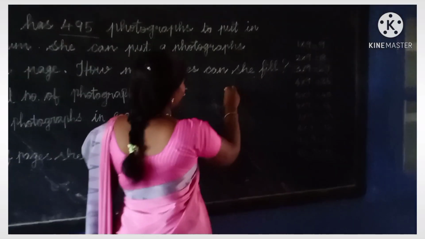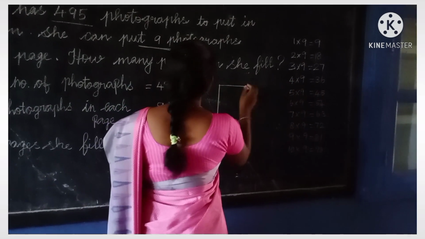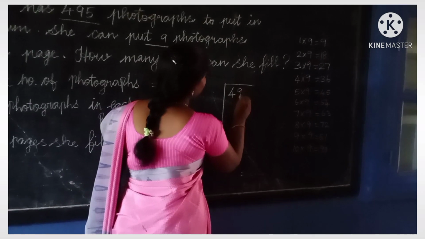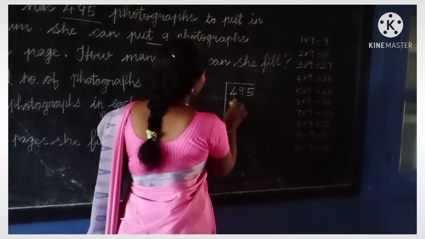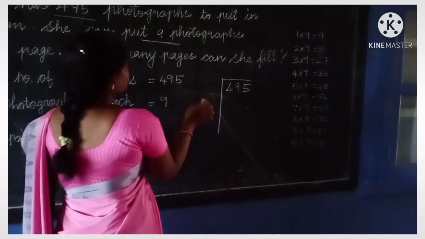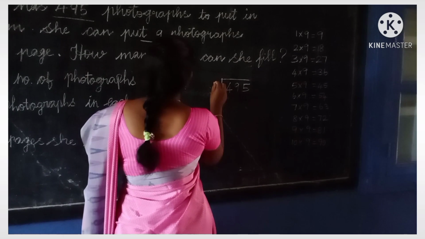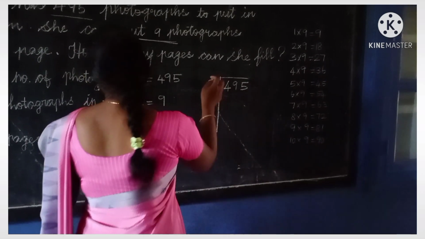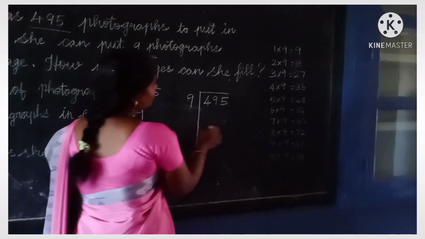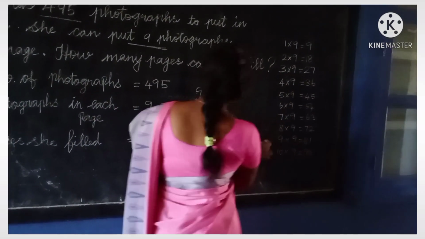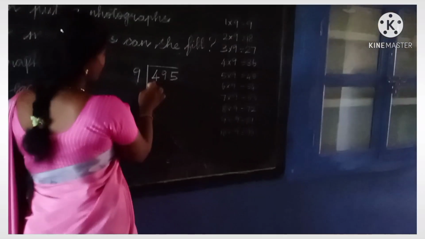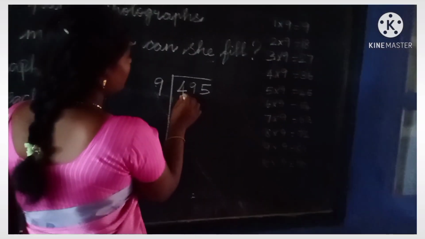So here write division. Total number of photographs 495. So here the total number of photographs is divided. Next, divisor 9, the number of photographs she filled on each page. So we must write the 9th table. Next, here 4, here 9. 9 does not divide 4. So we take the next number.